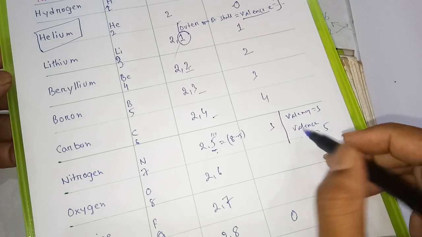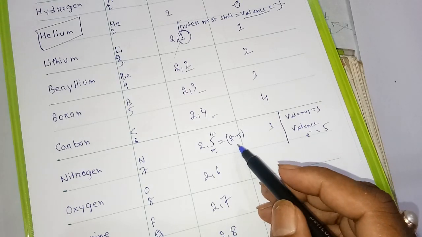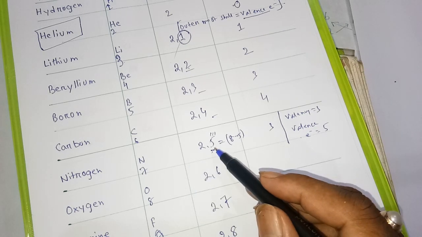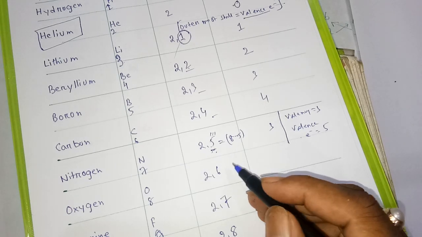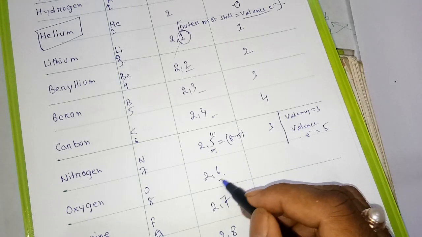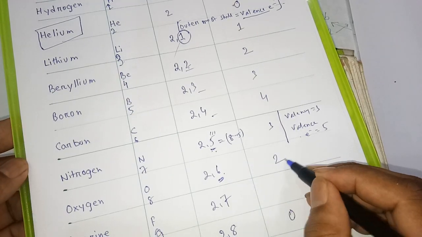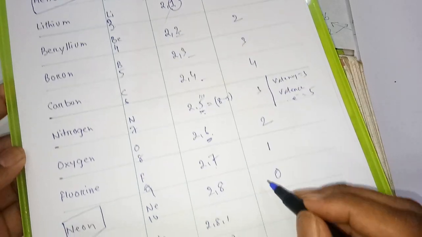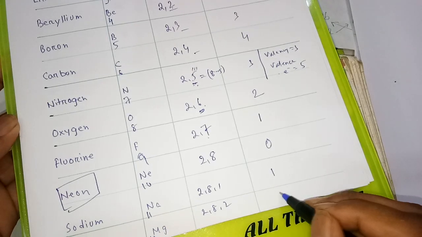The valence electron means the number of electrons present in the outermost shell, and valency is the other thing: how many bonds an atom forms, either by loss of electron or by gain of electron. So for 6 we can automatically calculate, that will be 8 minus 6, it is 2. For 7, 8 minus 7, it will be 1. Neon, already we have written 0. So for sodium it is 1, for magnesium it is 2.